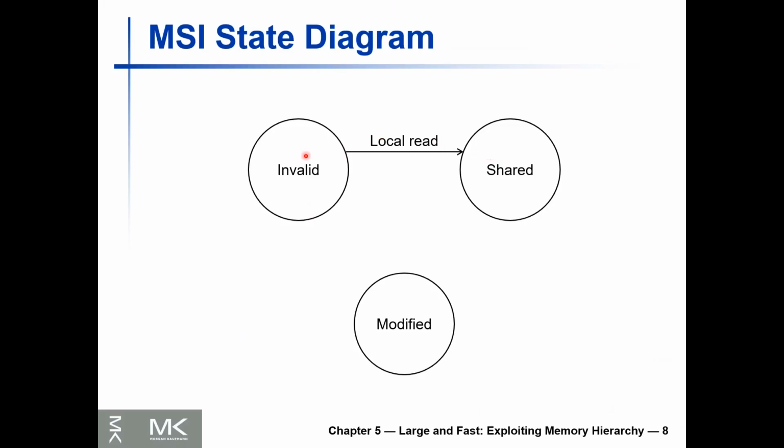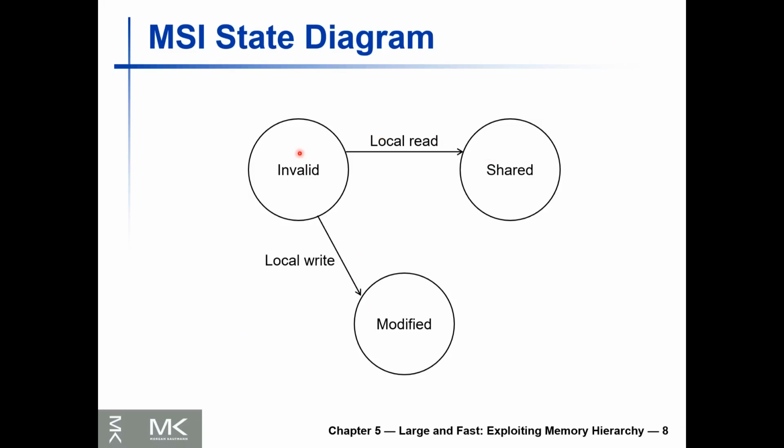What if I'm in the invalid state and I want to write to a block? If I'm in invalid state and I want to write to a block, I go to the modified state. This means I brought the block in and I also modified it. Okay? What if I'm in the invalid state and somebody else reads the block?